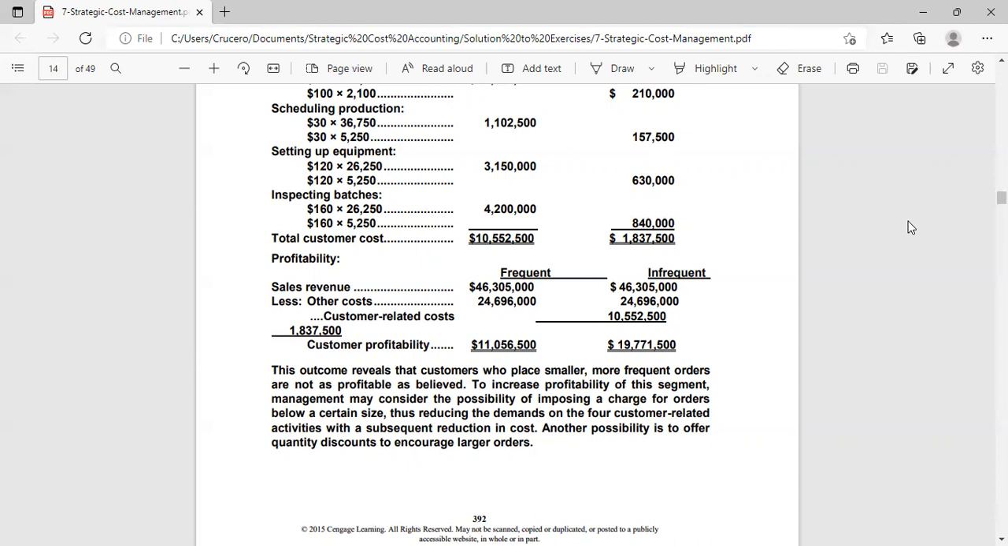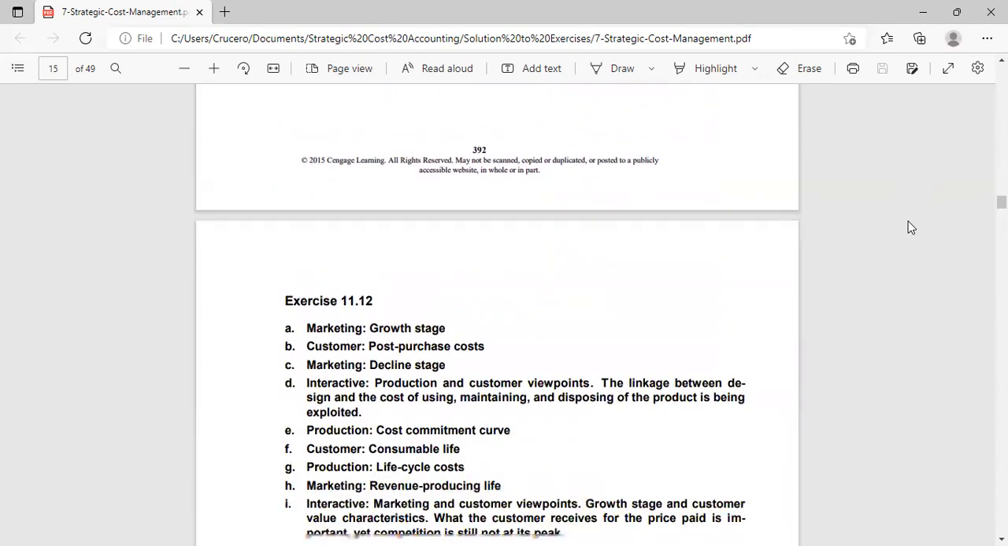To increase profitability of this segment, management may consider the possibility of imposing a charge for orders below a certain size, thus reducing the demands on the four customer-related activities with a subsequent reduction in cost. Another possibility is to offer quantity discounts to encourage larger orders.